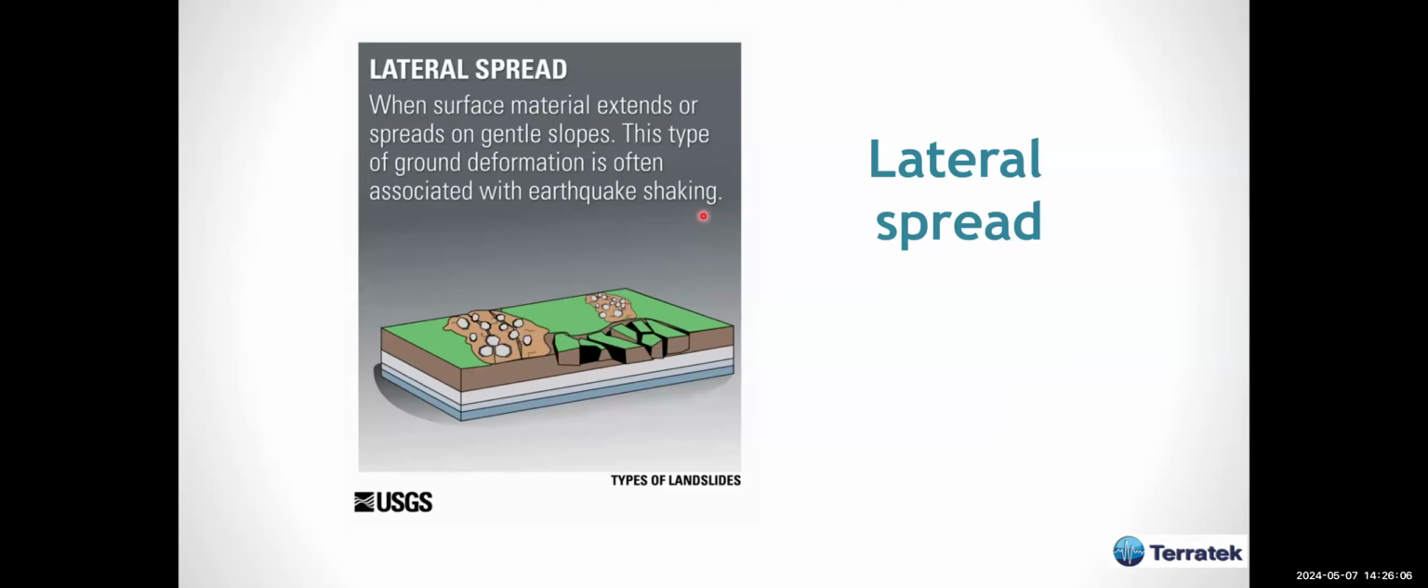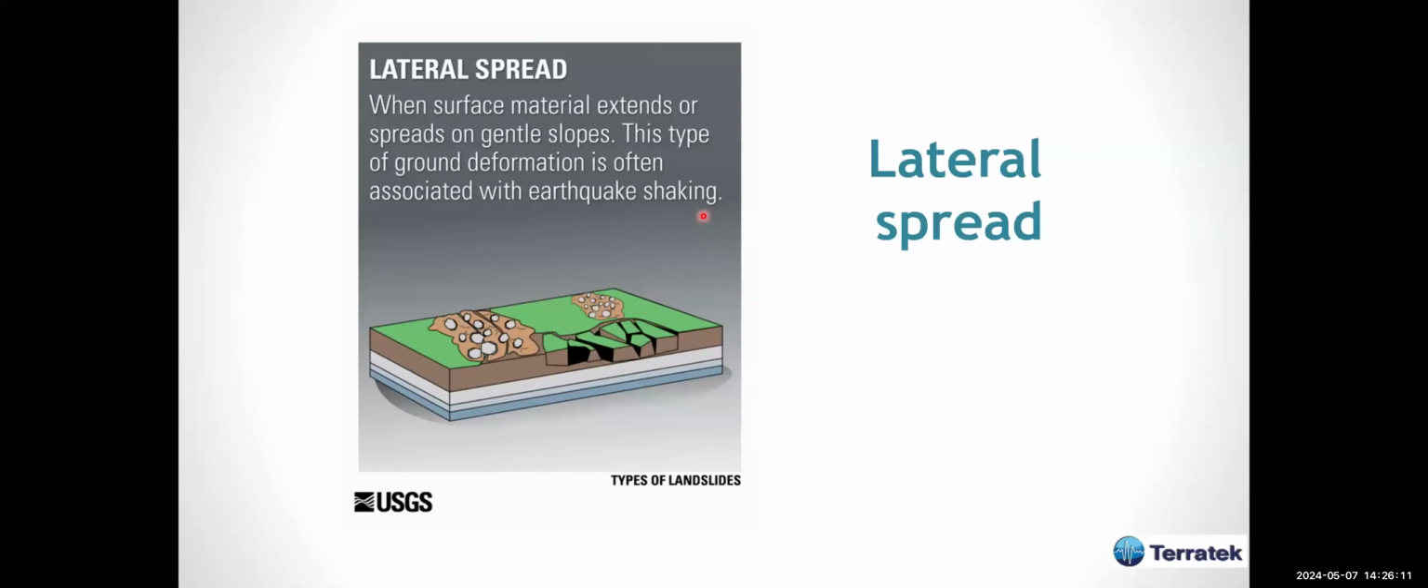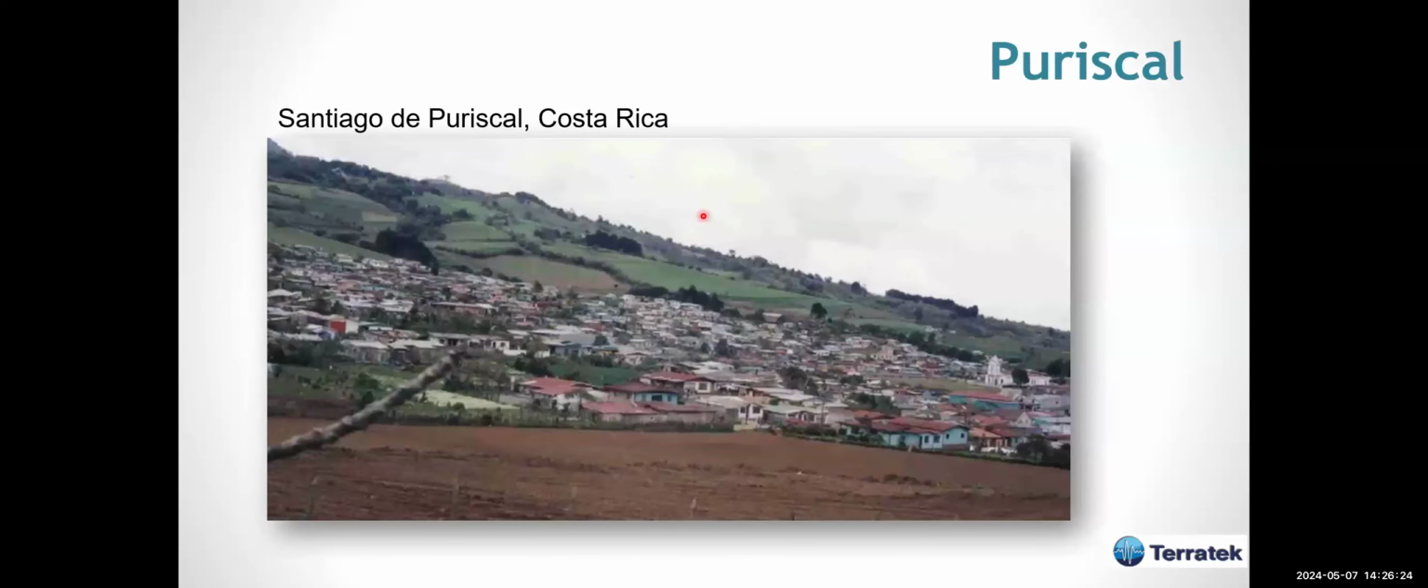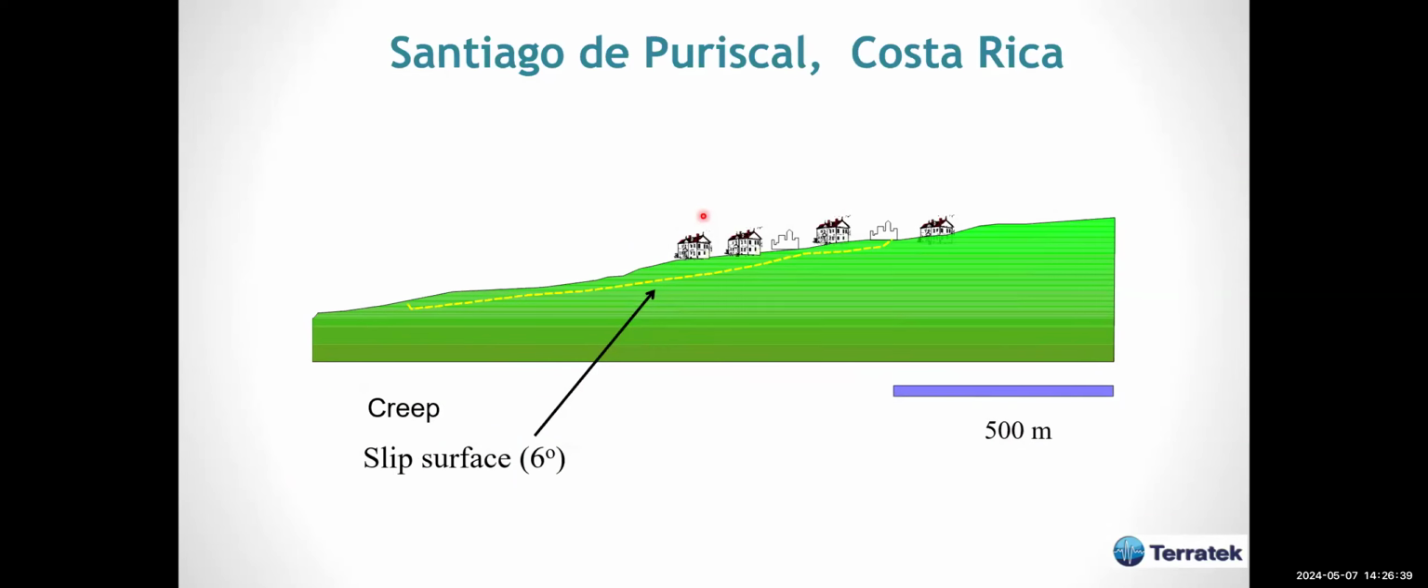Lateral spread. This is when material extends, spreads on gentle slopes. This type of ground deformation is often associated with earthquake shaking. So I'm going to show you a case which I visited long ago, Santiago de Puriscal in Costa Rica. Santiago de Puriscal is a town of, we say, 10,000 to 20,000 people, on a very gentle slope of about 5 degrees, more or less.